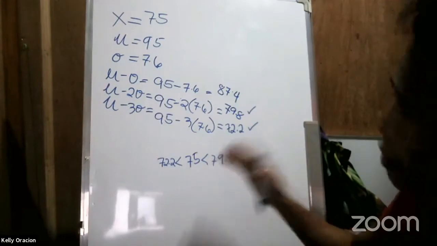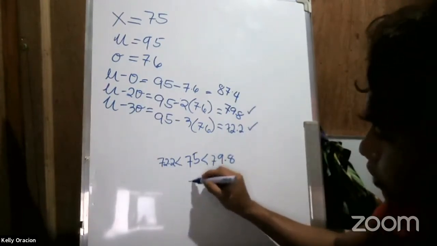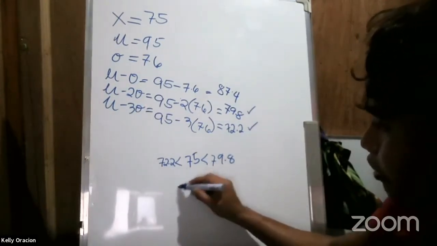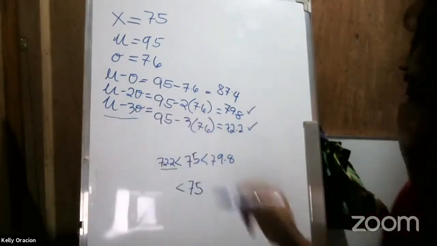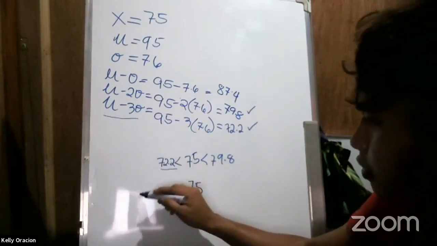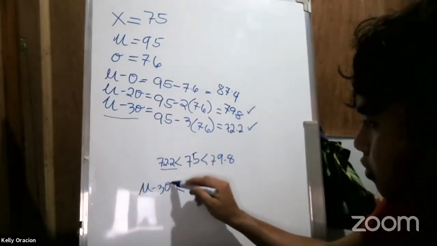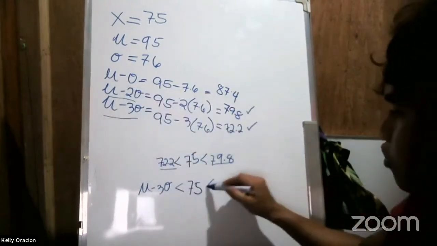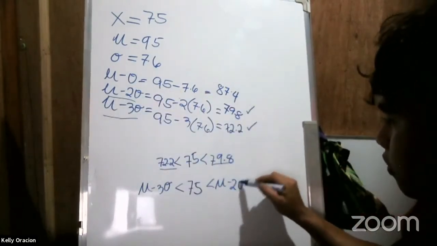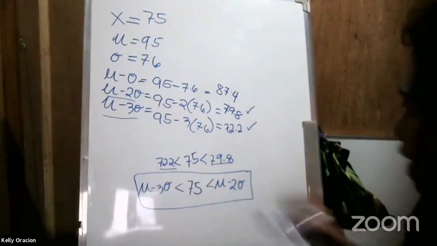Ito yung sagot, but the final answer should be like this, greater than. This one, 72.2 is 3 standard deviation below the mean. Then, 79.8 is 2 standard deviation below the mean. And this is now your answer.